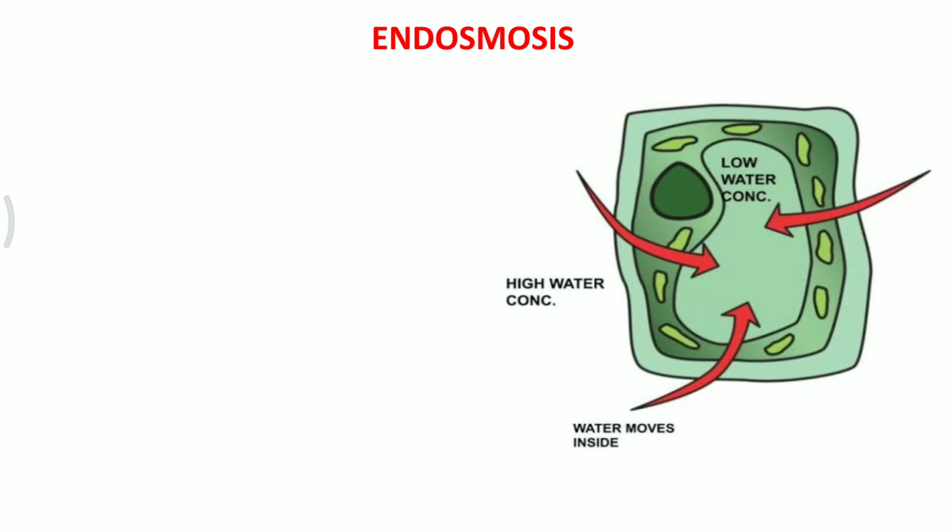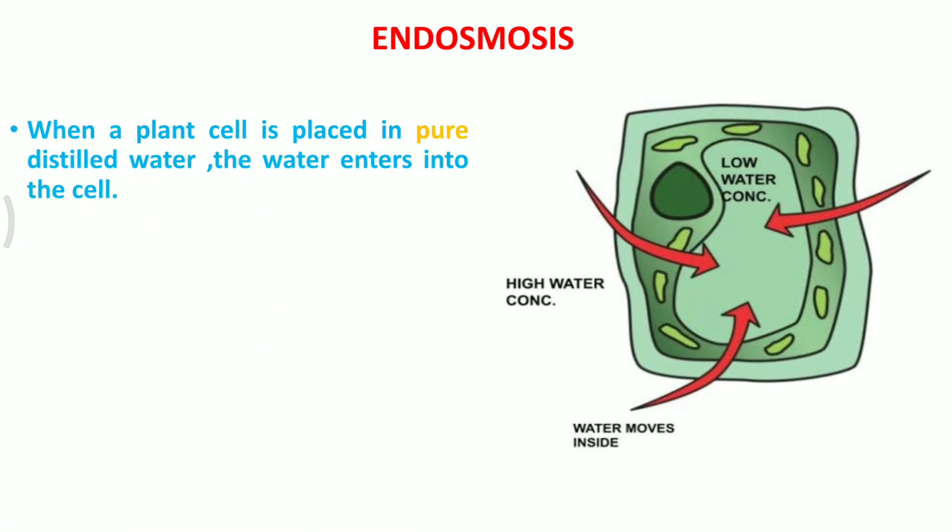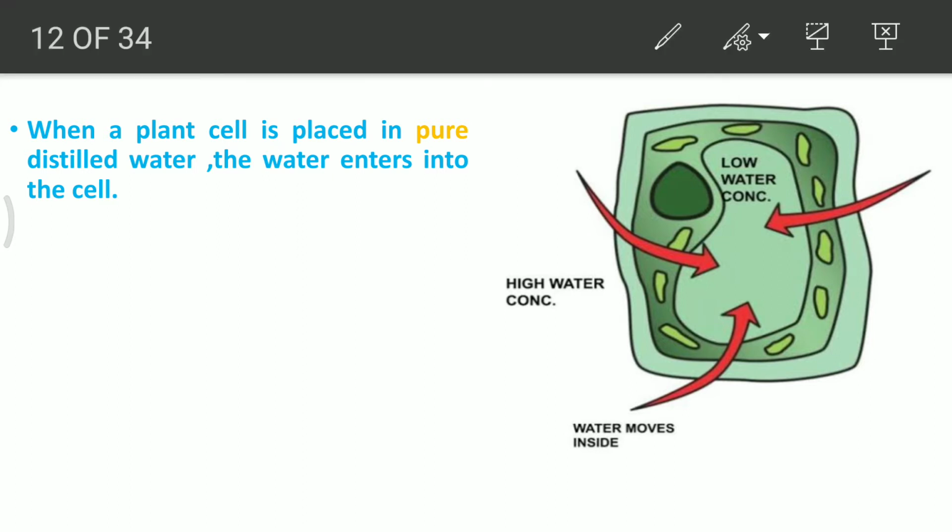The next term is endoosmosis. As the name suggests, endo means inside. So the water molecules from outside will move inside the cell, and as a result, the cell will become turgid or swell up. When a cell is placed in pure distilled water, which, as I have already said, is the most diluted form of solvent, the cell will swell up.